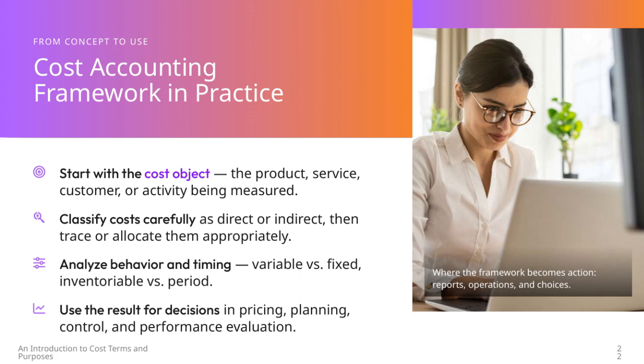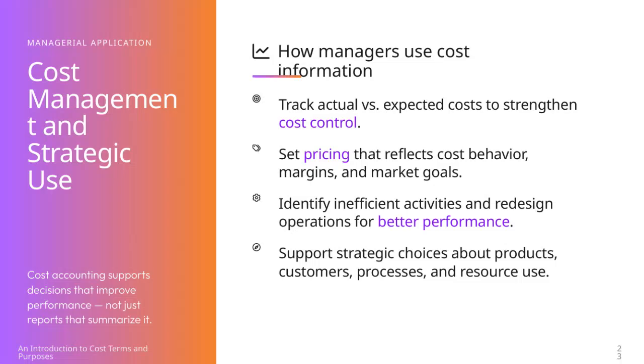This means distinguishing between variable costs, which change with production volume, and fixed costs, which remain constant regardless of output. We also consider whether costs are inventoriable, linked to products and inventories, or period costs, which relate to specific time periods. Finally, the information gathered is used for important business decisions, such as pricing strategies, planning operations, controlling expenses, and evaluating performance. This is where the framework turns into action, guiding reports, operational processes, and critical choices that impact the organization's success.